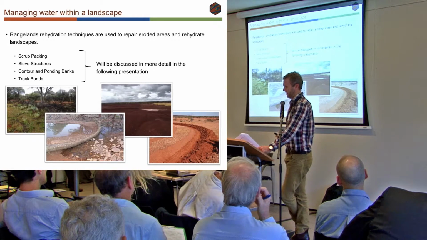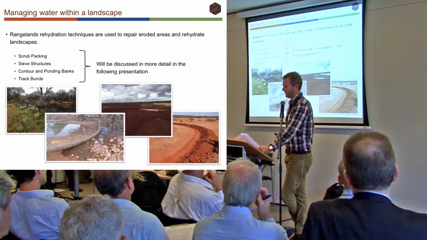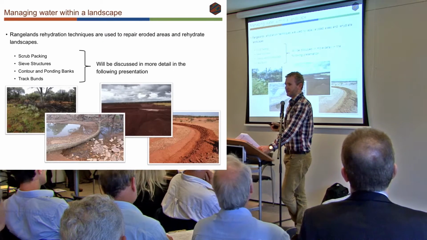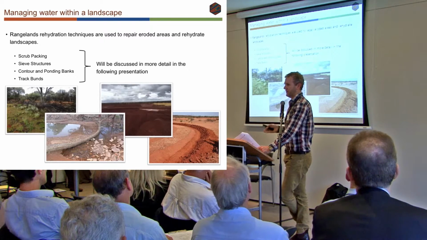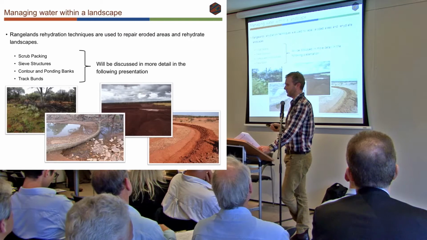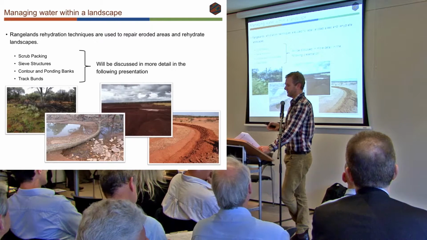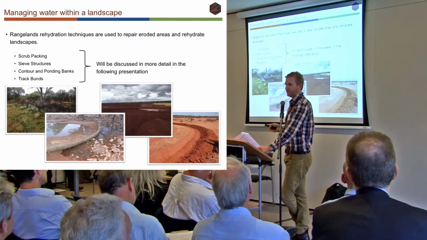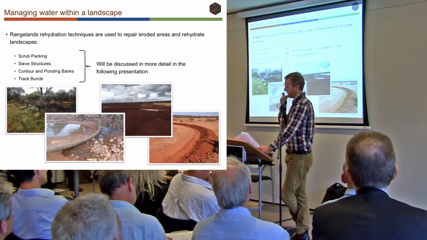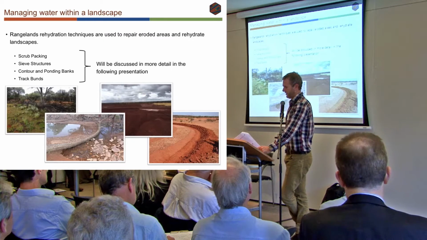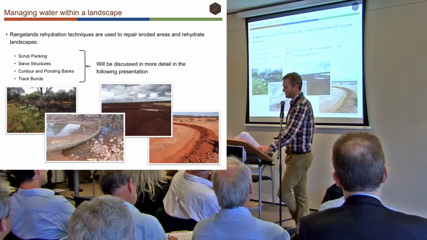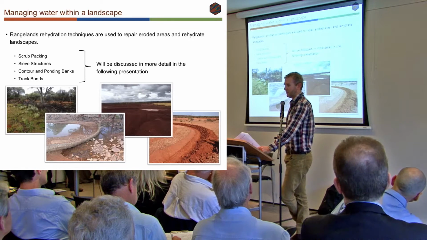So when you're managing water within a landscape, some of the rangelands rehydration techniques that we recommend will be discussed comprehensively by PJ, so I'll just go through them briefly. But the process and theory is essentially about trying to slow water down through your landscape, how to maximise what water falls onto your property so that it does the most good for you in terms of pasture growth and soil stability. We use various techniques: scrub packing, sieve structures, contour and ponding banks, and track buns.